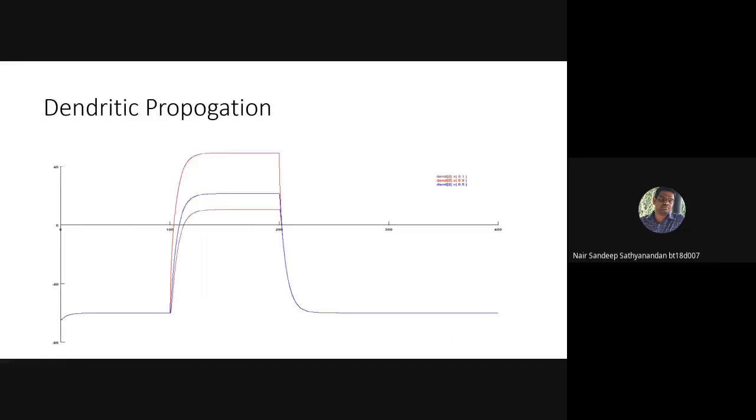And then another thing that we can see is the properties of the dendritic propagation. In the dendritic propagation, we have a membrane resistance that is involved, and the capacitance that is involved. So as the signal propagates from one end of the dendrite to the other end of the dendrite, the signal diminishes. So that is what we can see here.